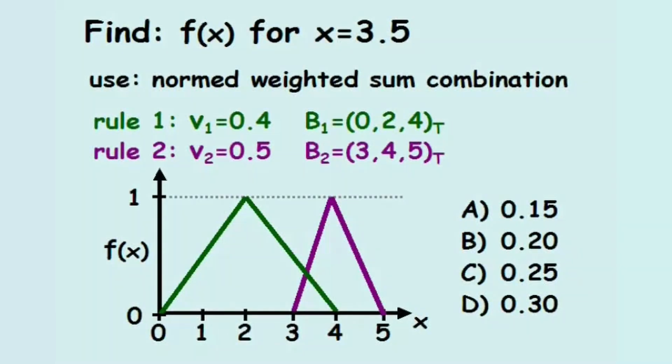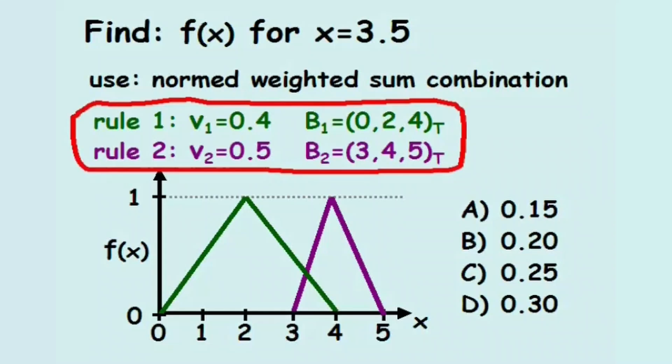Find f of x for x equals 3.5. In this problem, the degree of fulfillment for the premise clauses and arguments for the fuzzy consequences are provided for rules 1 and 2.